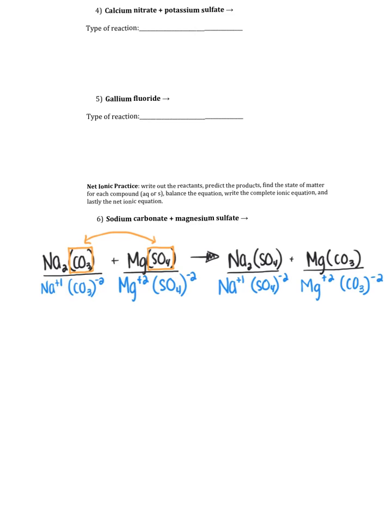So what we want to do next is balance this equation. When we look at this, there are 2 sodiums on the reactant side. There are already 2 sodiums on the product side. You have only 1 carbonate here, and 1 carbonate on the product side. 1 magnesium on the reactant side, 1 magnesium on the product side. 1 sulfate, 1 sulfate. So what's great about this is it's already balanced.